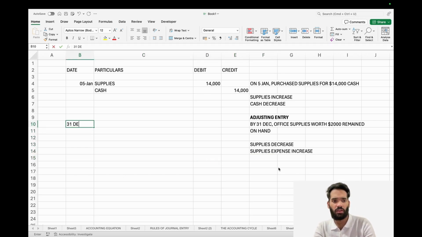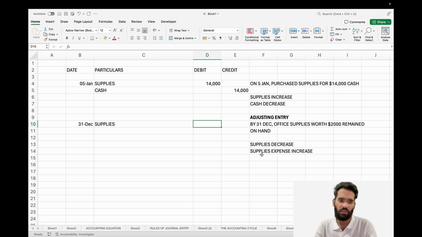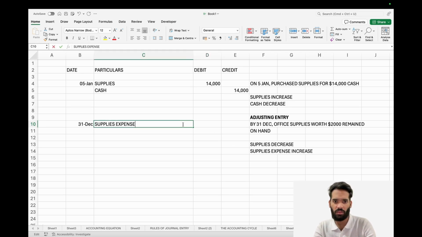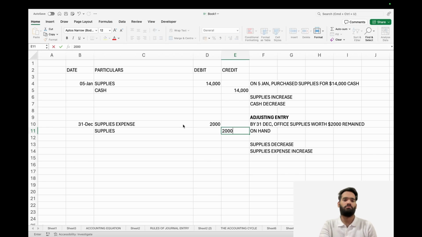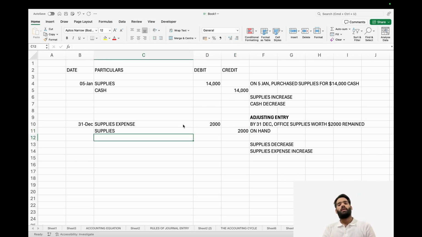So here we'll write 31 December. We'll say supplies expense debit, and supplies will be credit. So that's the entry you need to understand for supplies, the adjusting entry for supplies. Now you might say, why did I use the name supplies? Why didn't you say office supplies? You can do that. Yeah, if you want, use the name office supplies. No one will ever mind, right?